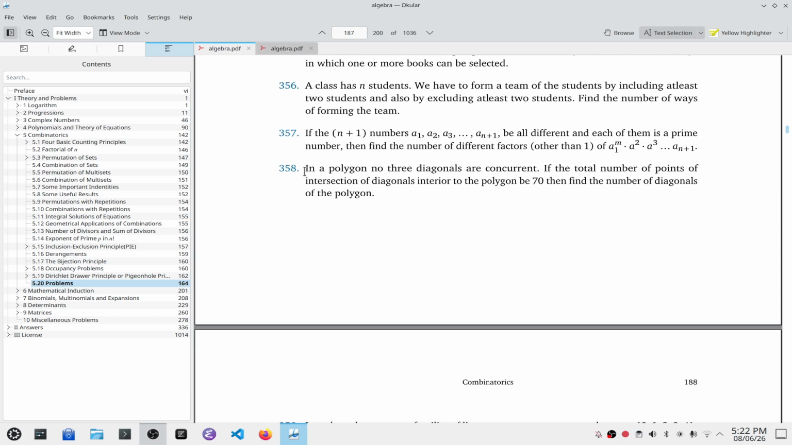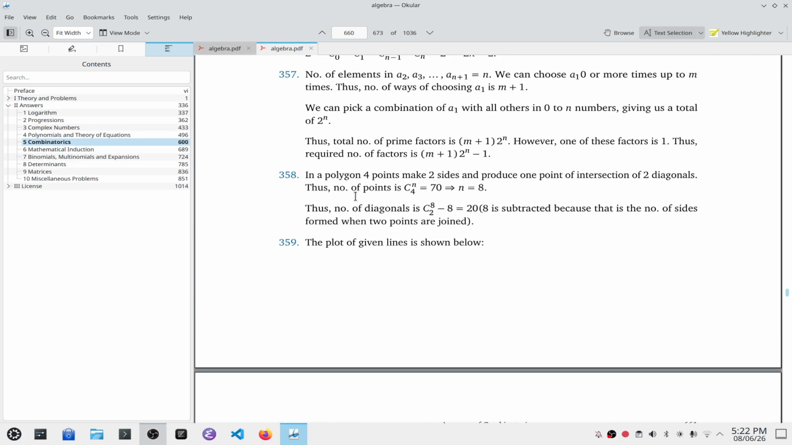Question 358 says that in a polygon, no 3 diagonals are concurrent. If the total number of points of intersection of diagonals inside the polygon is 70, then find the number of diagonals of the polygon. So in a polygon, 4 points make 2 diagonals and produce 1 point of intersection of 2 diagonals. The number of points is nC4 equal to 70, that is n is equal to 8. Thus the number of diagonals is 8C2 minus 8, that is 20. 8 is subtracted because that is the number of sides formed when 2 points are joined.